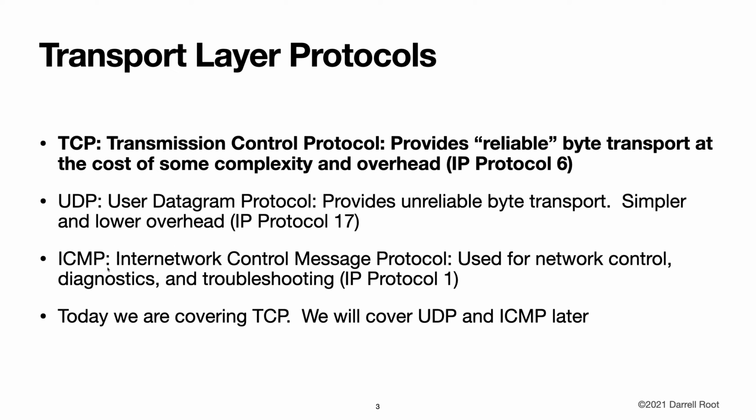And we have ICMP, the Internet Control Message Protocol. This is used for network control, diagnostics, and troubleshooting. It is IP protocol number 1. Today we are covering TCP in detail. We will cover UDP and ICMP later.